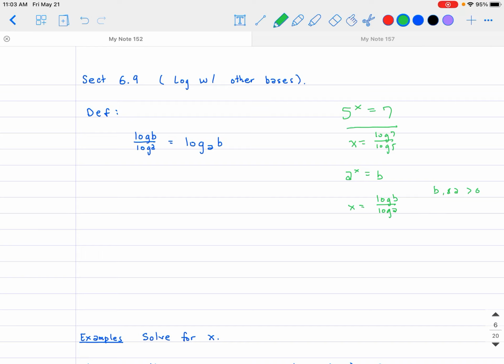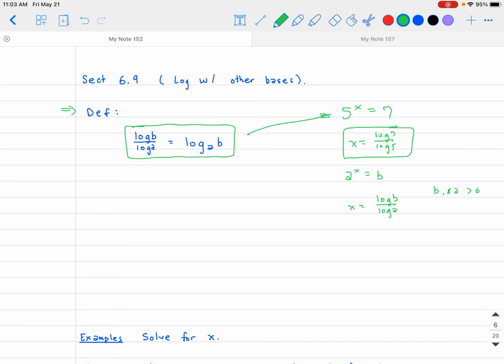So this form over here, where we have the log of b divided by the log of a, since it's so consistent, we actually want to utilize it a little bit more. I'm going to give it a formal definition here. So our definition that we're going to be working with is that the log of b divided by the log of a is equal to the log base a of b. So these two things are exactly identical to each other.